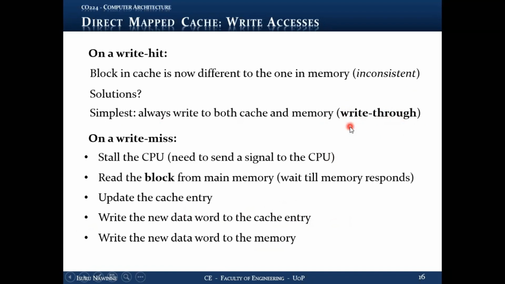Let's assume that we are using write through, right? So fetching from the memory is the same as in a read access. You stall the CPU, fetch from the memory, and update the cache entry. The added parts are you need to write to the correct word in that block, and you need to write the word to the correct block in the memory as well, right? So far so good. Now we have a solid mechanism that will work. It might not be optimal, but it'll work, right?